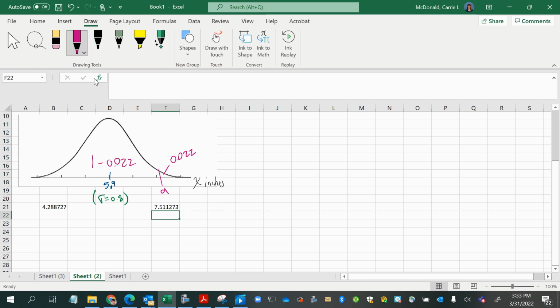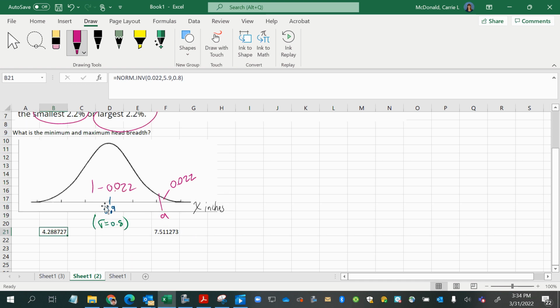And so there you have two answers that make sense for a range of possible head breadths or helmet breadths, head breadths that the helmets will fit from 4.289 inches up to 7.511 inches. That makes sense when your head breadths have a mean of 5.9 and a standard deviation of 0.8.